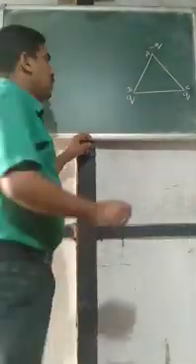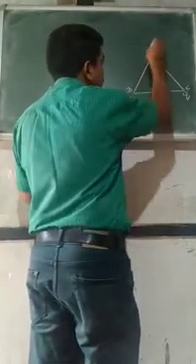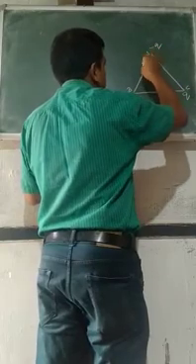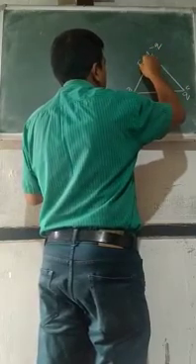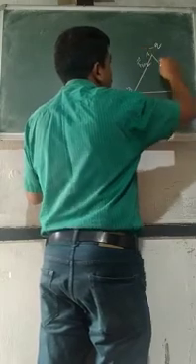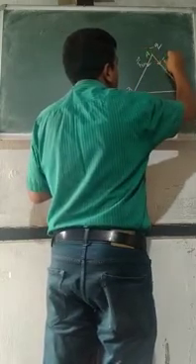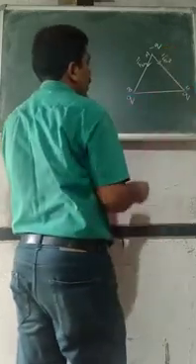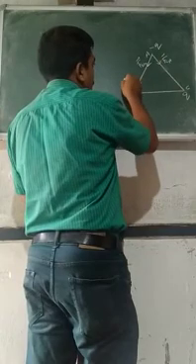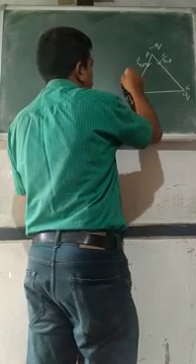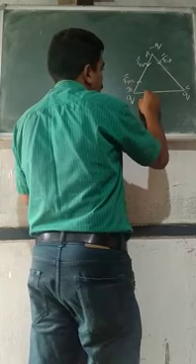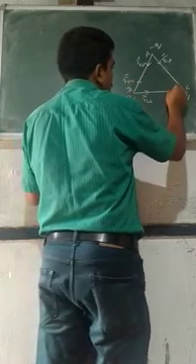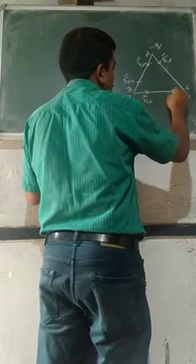So first thing, it is positive and negative, so they will attract each other. This way it will be F_BA. This way will be F_CA. This way will be F_AB. This will be F_CB. This will be F_BC.